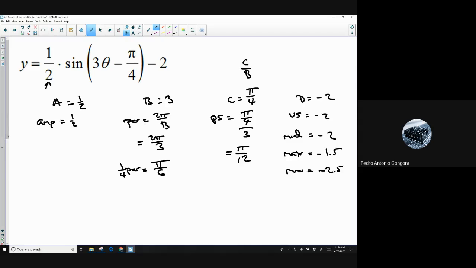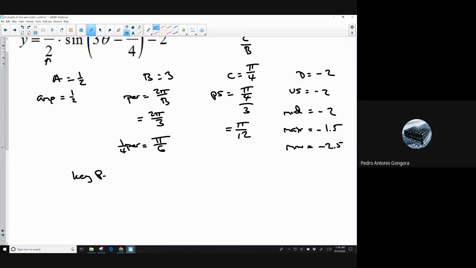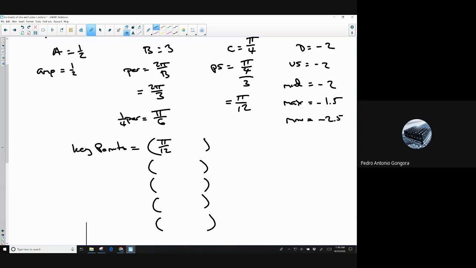Okay. The key points. Start at the phase shift, okay? And then let's make 1, 2, 3, 4, 5. Okay, there's my 5 key points. Start at the phase shift, so my phase shift is pi over 12, and I'm going to add to it a quarter of the period, pi over 6. So that is pi over 4. Okay. Add another quarter of the period, and we get 5 pi over 12, 7 pi over 12, and 3 pi over 4.